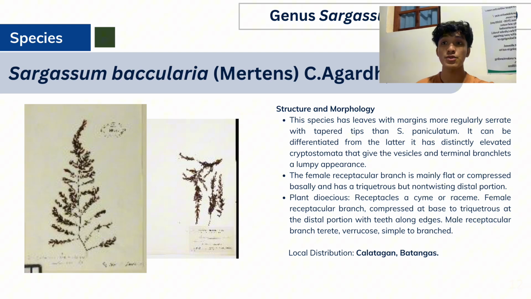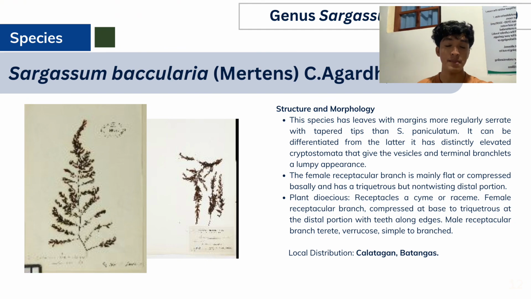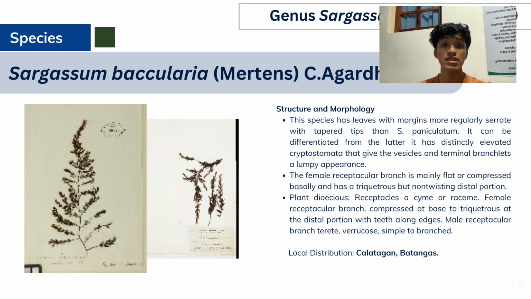The next species will be Sargassum bacularia from the genus Sargassum. This species has blades with margins more regularly serrate with tapered tips than other species. It can be differentiated from them since it has distinctively elevated cryptostomata that give the vesicles and terminal branchlets a lumpy appearance. The female receptacular branch is mainly flat or compressed basally and has a trigonous but non-twisting distal portion.